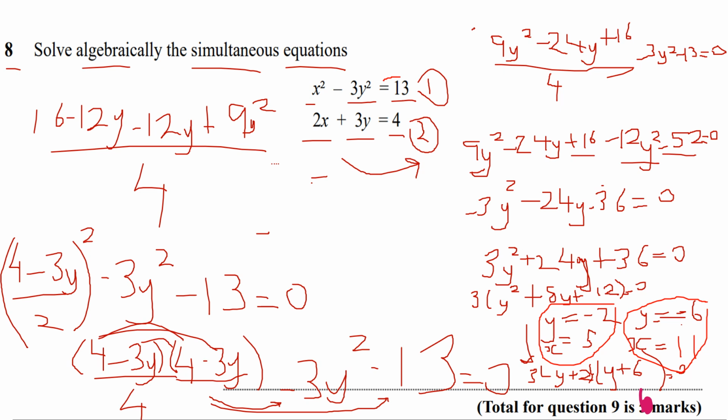We factorize the 3 out, or divide everything by 3, and we got y squared plus 8y plus 12. So you want two numbers that add to make 8 and multiply to make 12. That'll be 2 and 6, because 2 plus 6 makes 8, and 2 times 6 makes 12. Then to work out your solutions, you flip the sign inside the bracket, so you get y equals minus 2 and y equals minus 6. Then sub into equation 2 to make it easier to work out your x values. So x equals 5 when y is minus 2, and x equals 11 when y is minus 6.